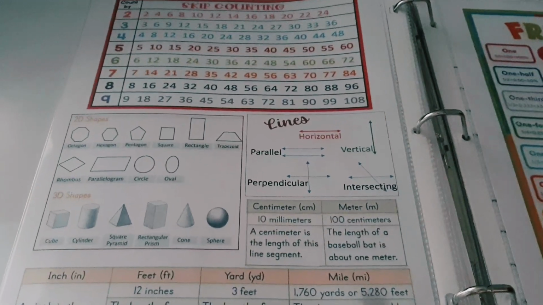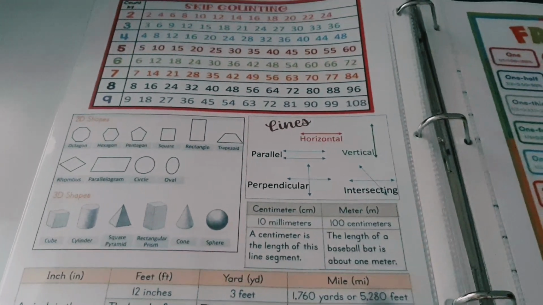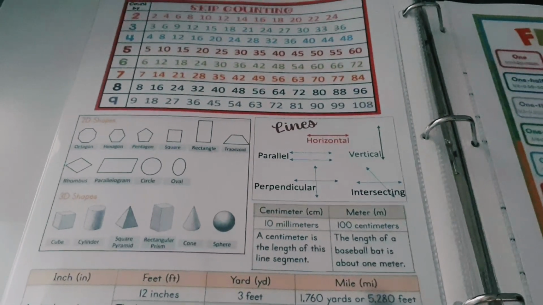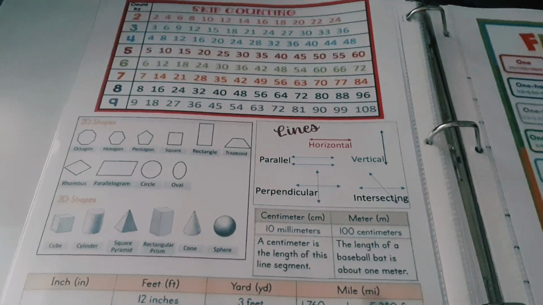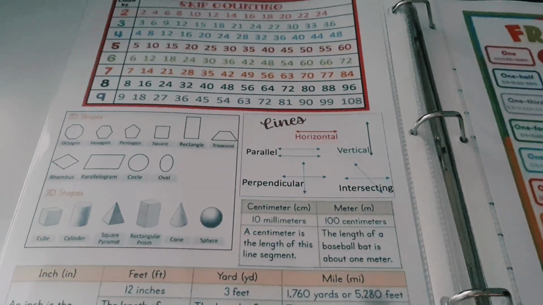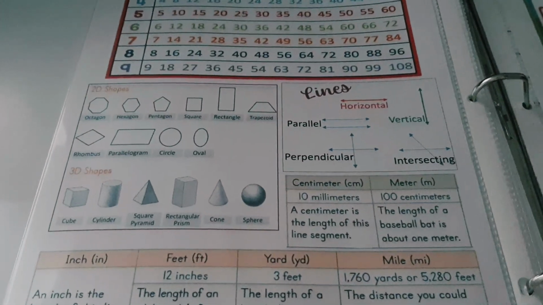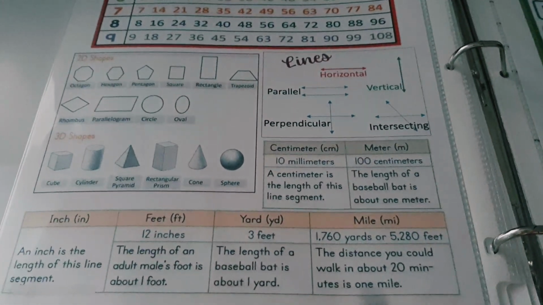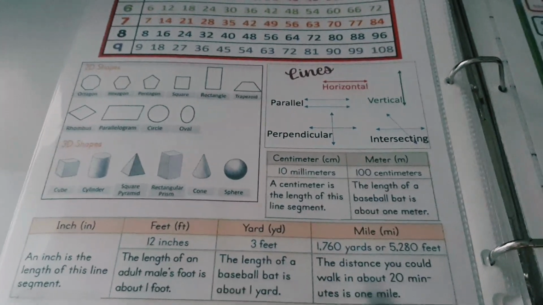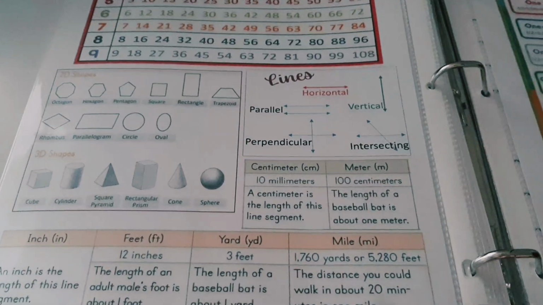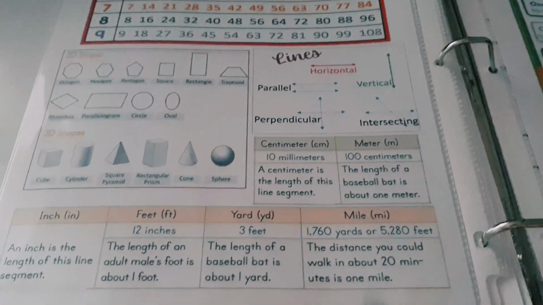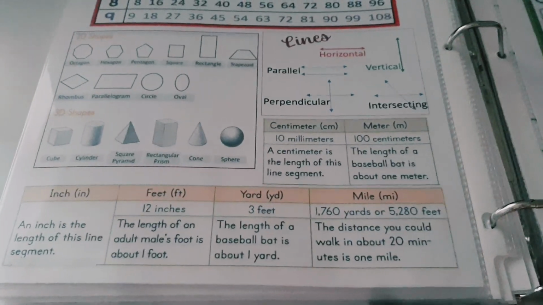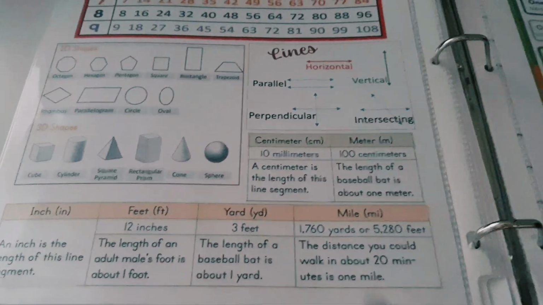We have our skip counting chart at the top. She also does have some skip counting props, which I don't have here in front of me, but I'm sure I've showed them before in previous videos that she likes to use as well. Okay, then we have the 2D and 3D shapes that we've learned, and we're going to just continue getting that into her memory so she has a real firm grasp of that. Lines, and then just some conversions down here.